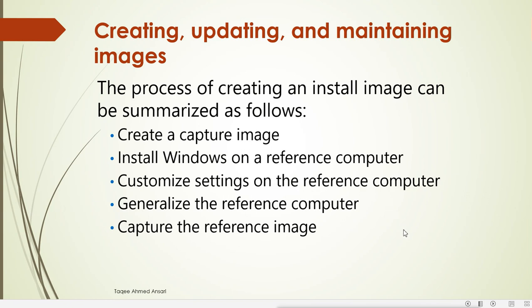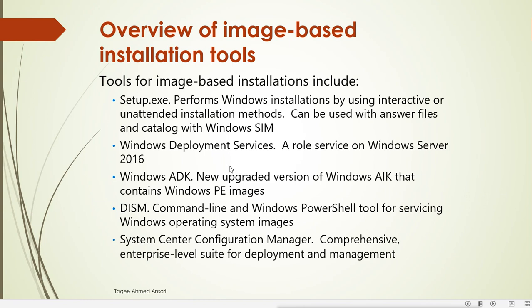For example, we want Windows 10 installed on multiple machines, with the same applications which the user requires. So first we create the reference computer, then we capture the image of that reference computer, and then we can deploy other computers by using the same reference computer image. And that we can do through Windows Deployment Services. We can also do it from Windows ADK, and also from System Center Configuration Manager.